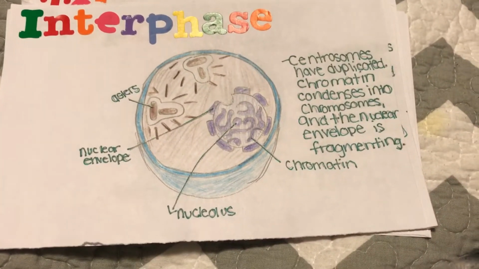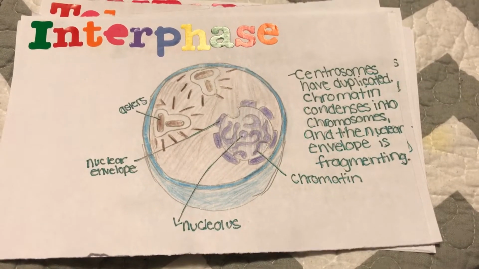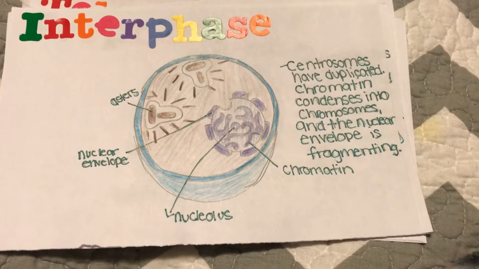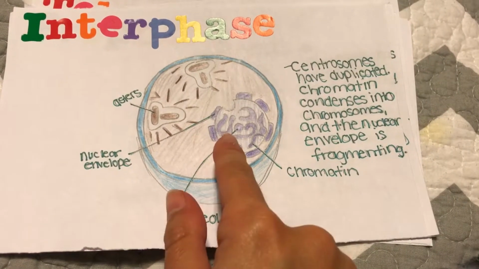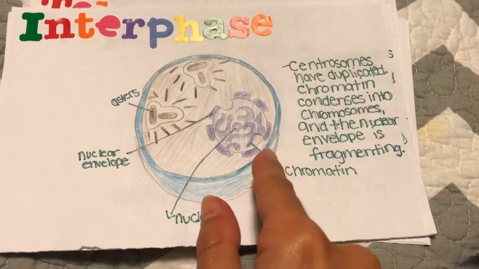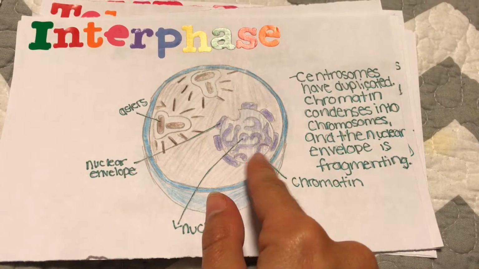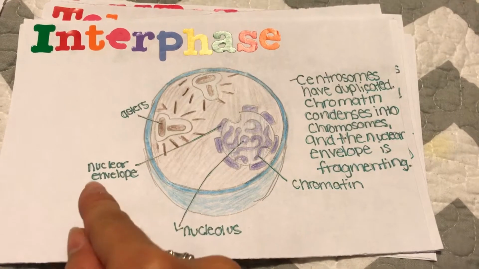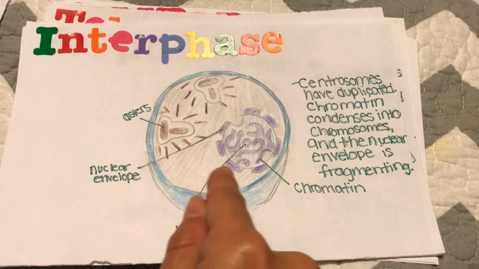Interphase. Centrosomes have duplicated, chromatin condenses into chromosomes, and the nuclear envelope is fragmenting. The nucleus is in the center. The chromatin is the squiggly purples on the inside of this.